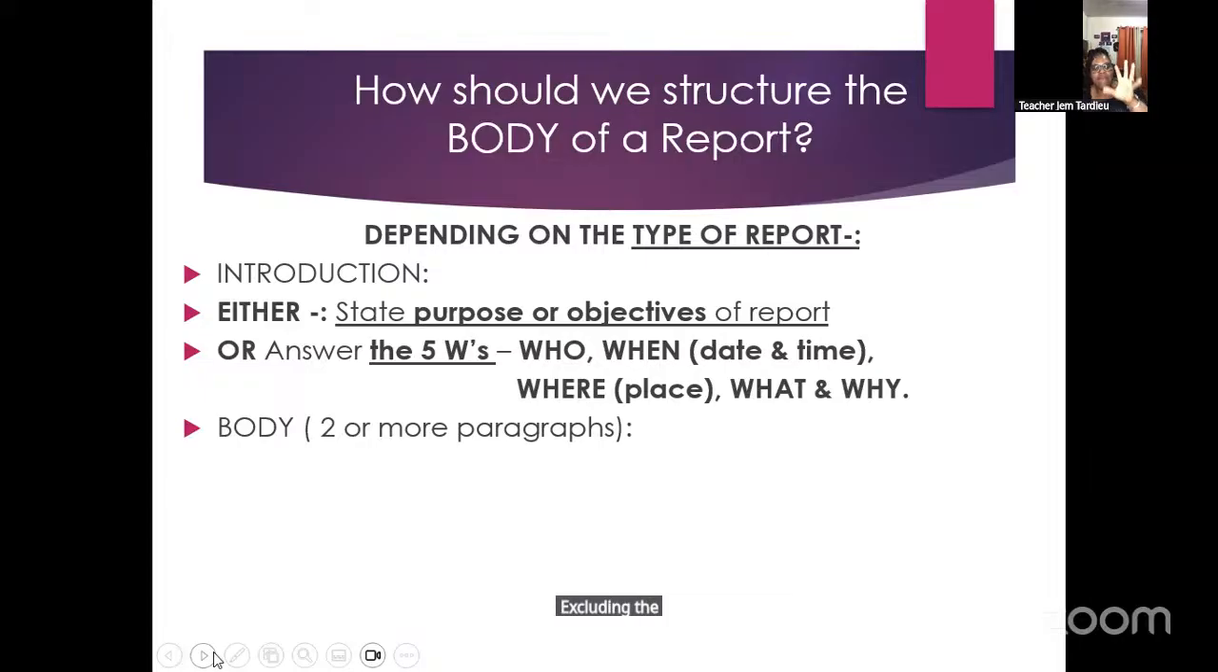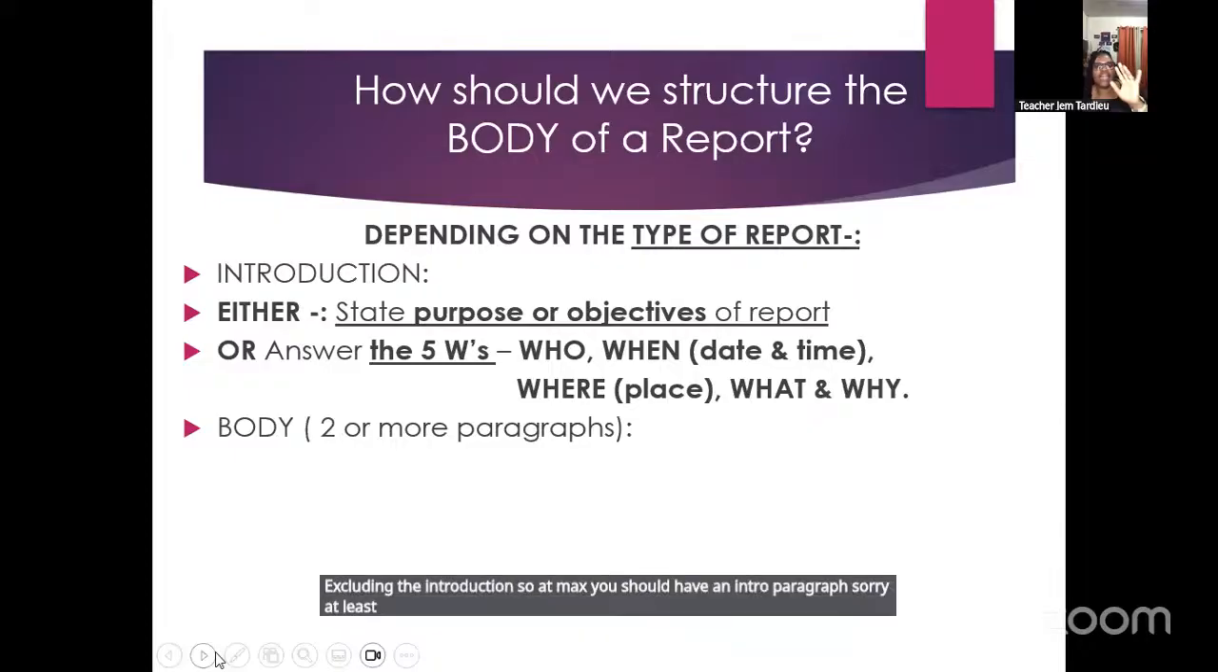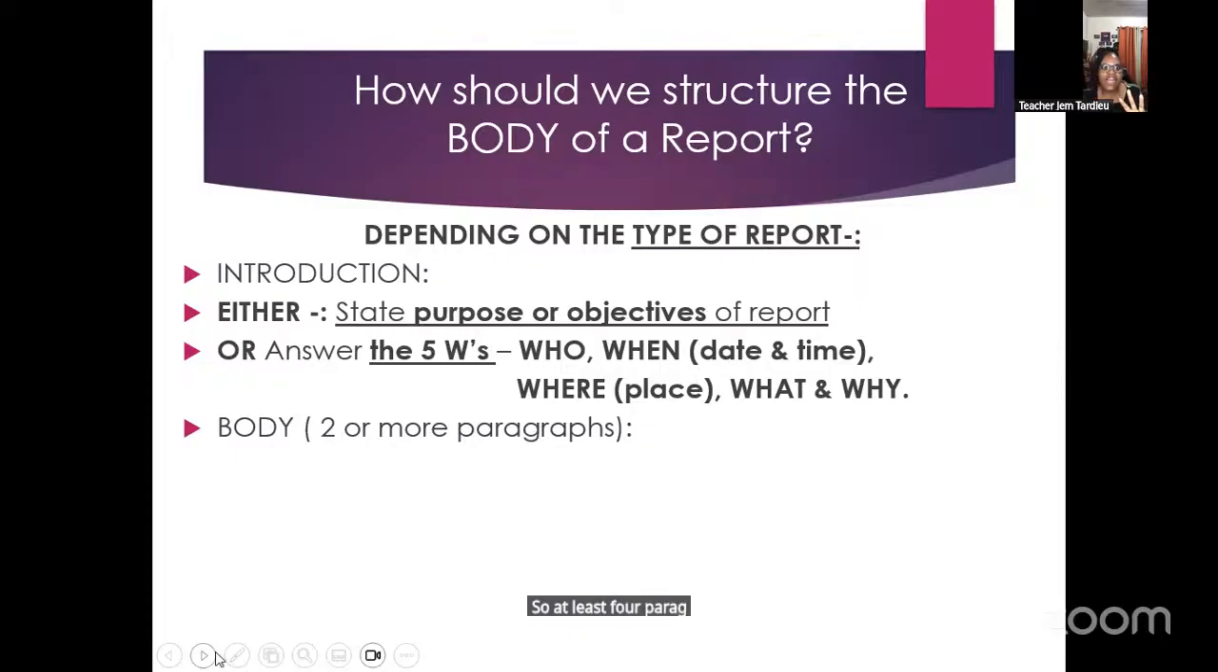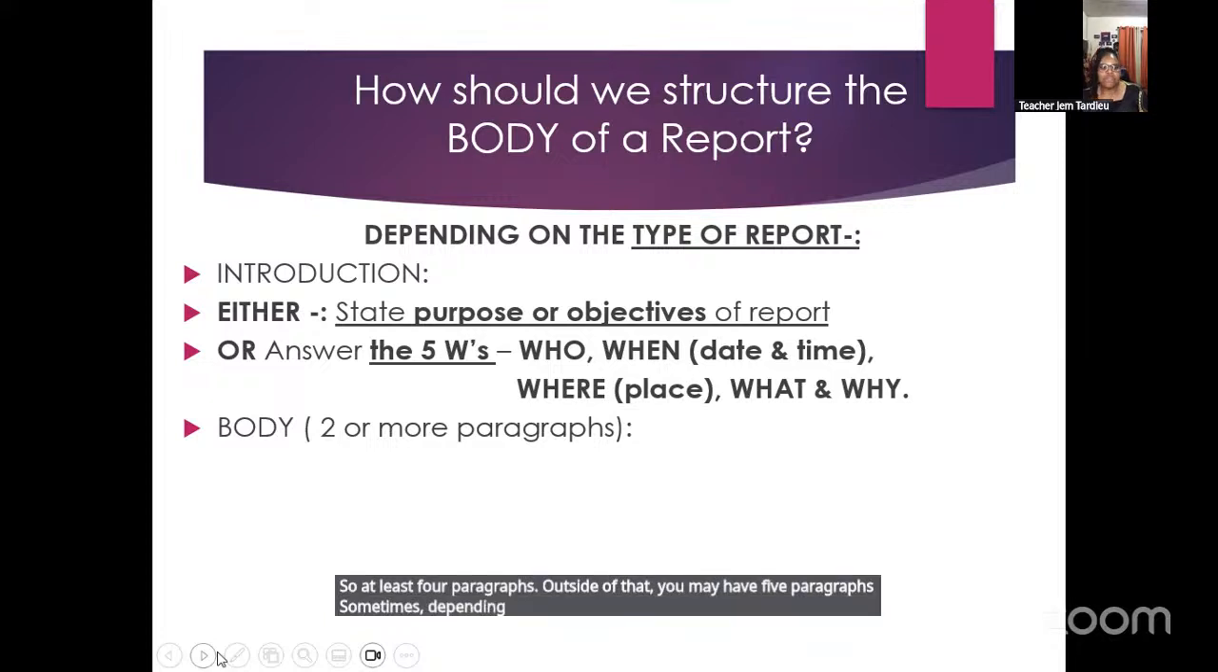At least you should have an intro paragraph, 2 body paragraphs, and a conclusion. So at least 4 paragraphs. Outside of that, you may have 5 paragraphs. Sometimes, depending on the nature, it may come to 6. But remember, we don't want to be repetitive to try to make our writing longer.